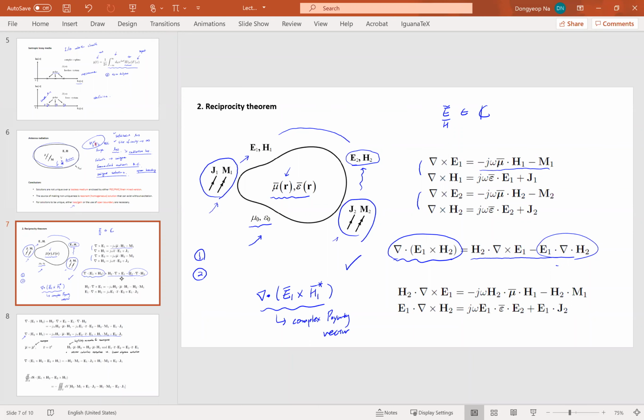Oh, I'm sorry. This is not correct. It should be a cross here, right? This is a typo, I think. Yeah, that makes more sense. Oh, you asked about this typo. Yeah, this should be a cross product. Sorry. Yeah, thank you. This is a typo. So the second term should be in this way. Okay.